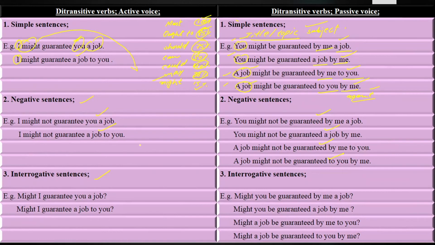Next we have got interrogative sentences. Those sentences in which we ask question and put queries are called interrogative sentences. Might I guarantee you a job? Might I guarantee a job to you? Might you be guaranteed by me a job? Might you be guaranteed a job by me? Might a job be guaranteed by me to you? Might a job be guaranteed to you by me?